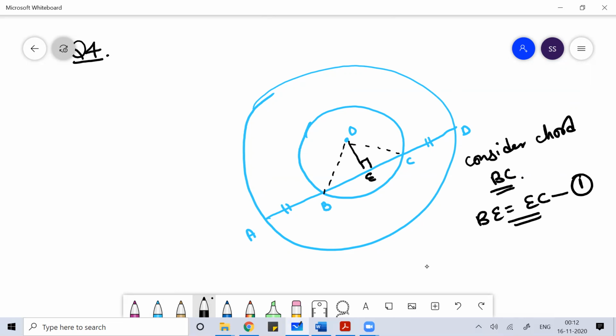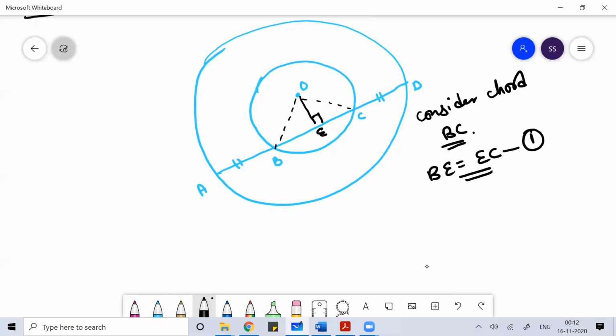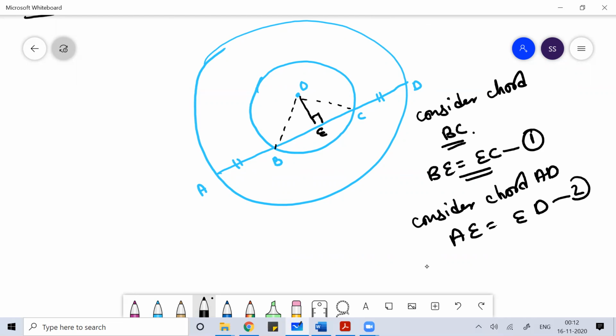Very easy. Similarly, if you consider the chord AD, then AE is equal to ED. In that I can say AE minus BE is equal to ED minus EC, and you know that BE is equal to EC, so I can say that AB is equal to CD.